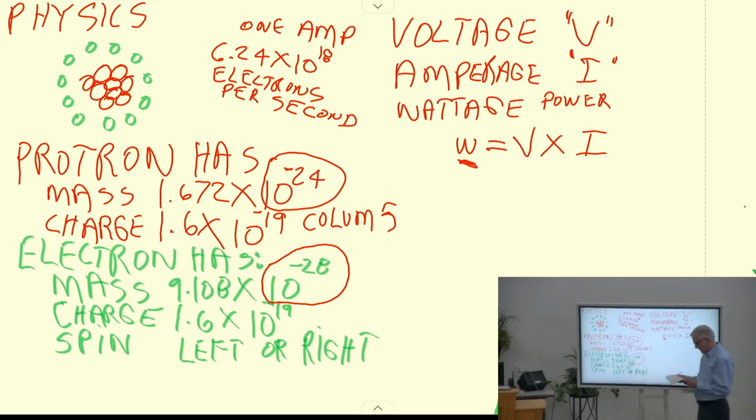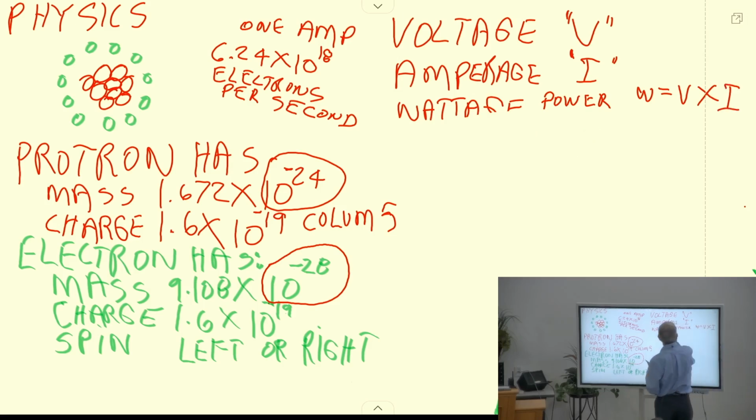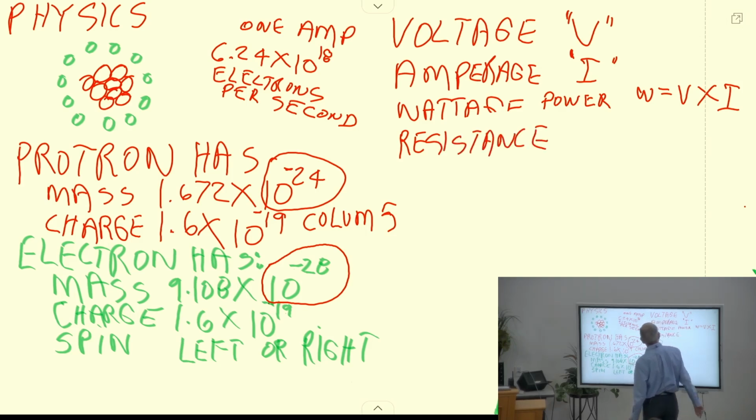All right. So that's wattage. And so we have wattage equals voltage times current. Okay, resistance. Our fourth thing is, let me just put this over here. And W equals the voltage times the current. And our fourth thing is a little more difficult, and is the resistance.